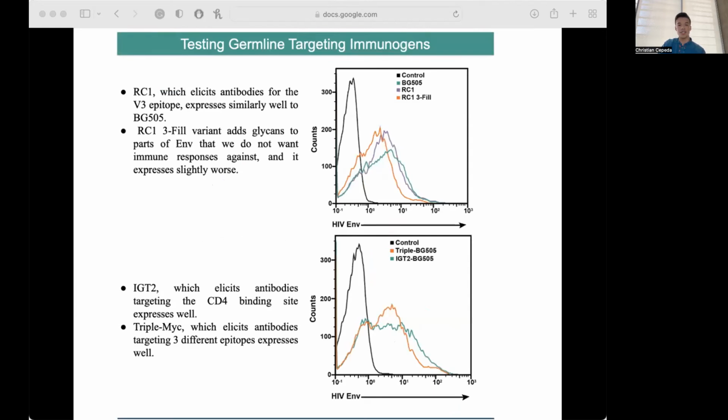We also looked at the germline targeting immunogens to see how they expressed, and we found that RC1, which elicits antibodies for the V3 epitope, expresses similarly well to BG505, a different strain. The RC1 3-fill variant adds glycans to part of ONV that we do not want immune responses against, and this expresses slightly worse. Then we looked at IgG2, which elicits antibodies targeting the CD4 binding site, and the triple MIC, which elicits antibodies against targeting 3 different epitopes, and they all express fine.